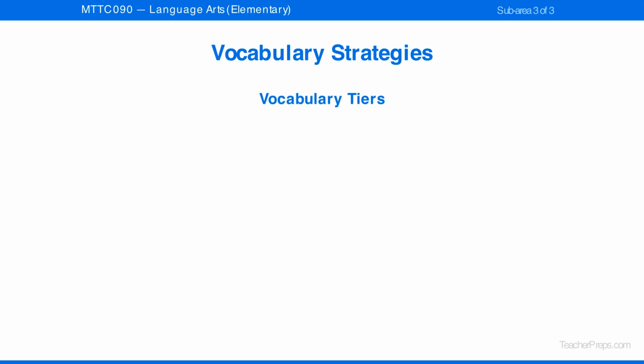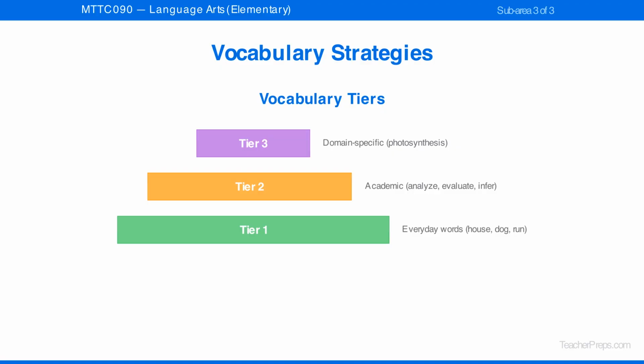Now here's an important concept: tiered vocabulary. Tier 1 words are basic everyday words most students already know, like happy, run, and dog. Tier 2 words are high-utility academic words that appear across subjects, like analyze, compare, investigate, and perspective. Tier 3 words are domain-specific technical terms, like photosynthesis or denominator.